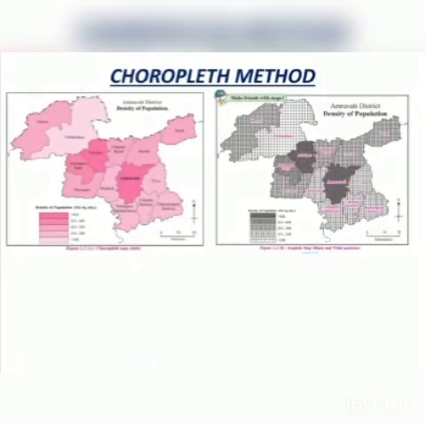Let us start with the second method, the choropleth method. In the choropleth method, data regarding various geographical variables is shown by shades or tints of various colors. As I have shown you, there are two examples on the screen of the choropleth method. In one they have used shades, and in the second one they have used black and white patterns.